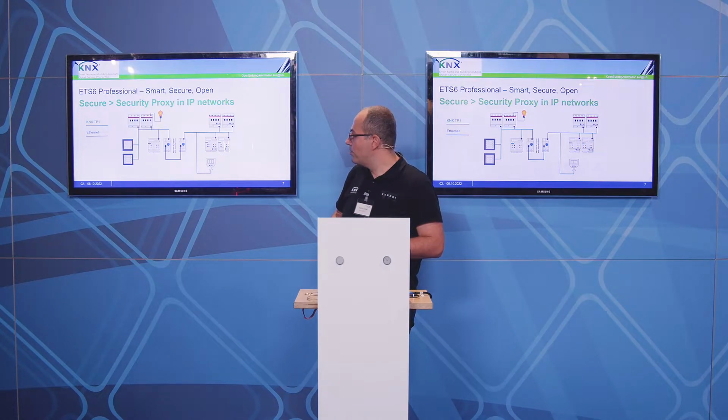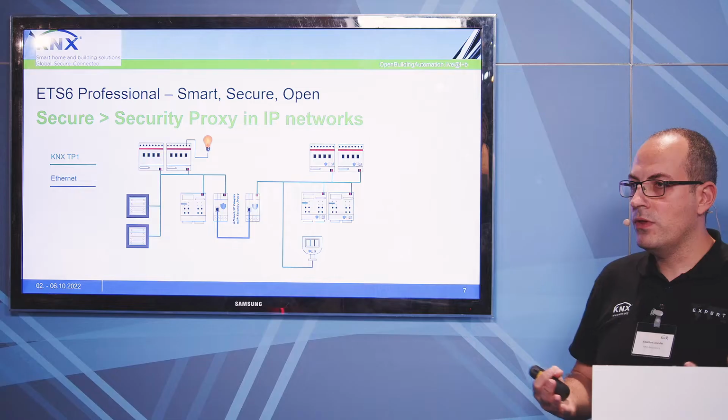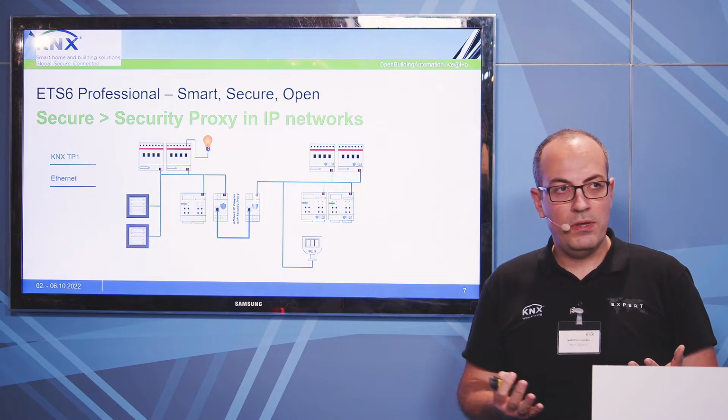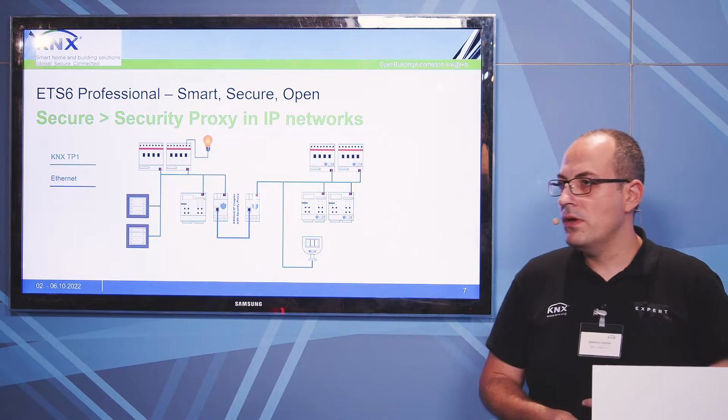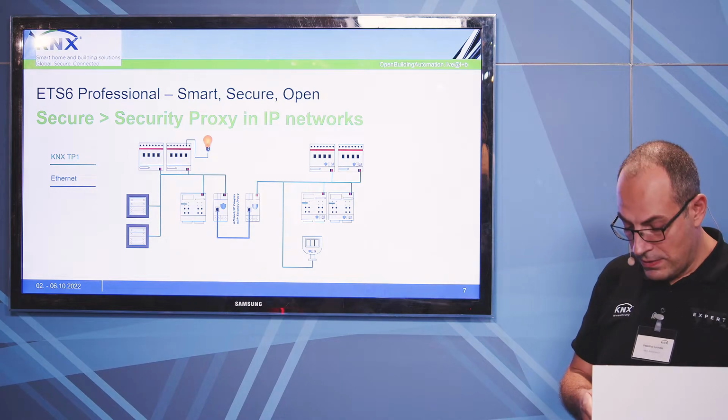I'll just try to replay the animation. So you see that the secure telegram leaves the secure network from the right side and via the security proxy is transported to the plain installation. The security proxy removes all the security encapsulated data and delivers the message to the right recipients.